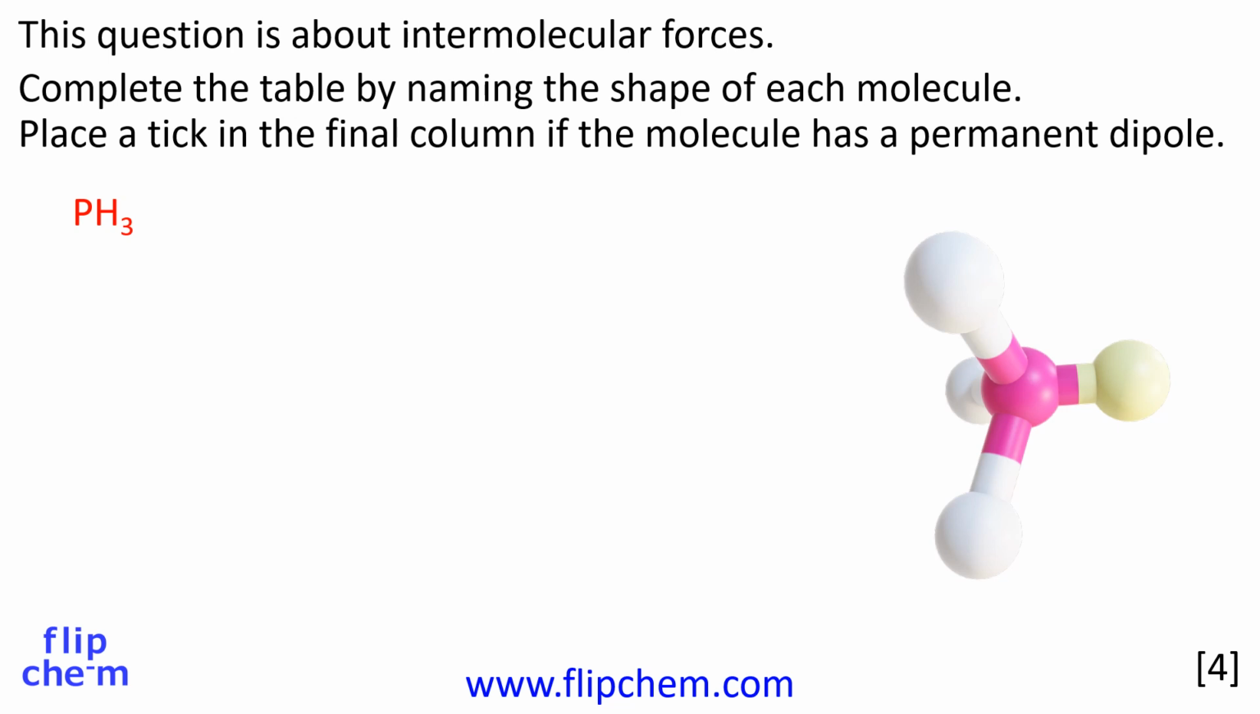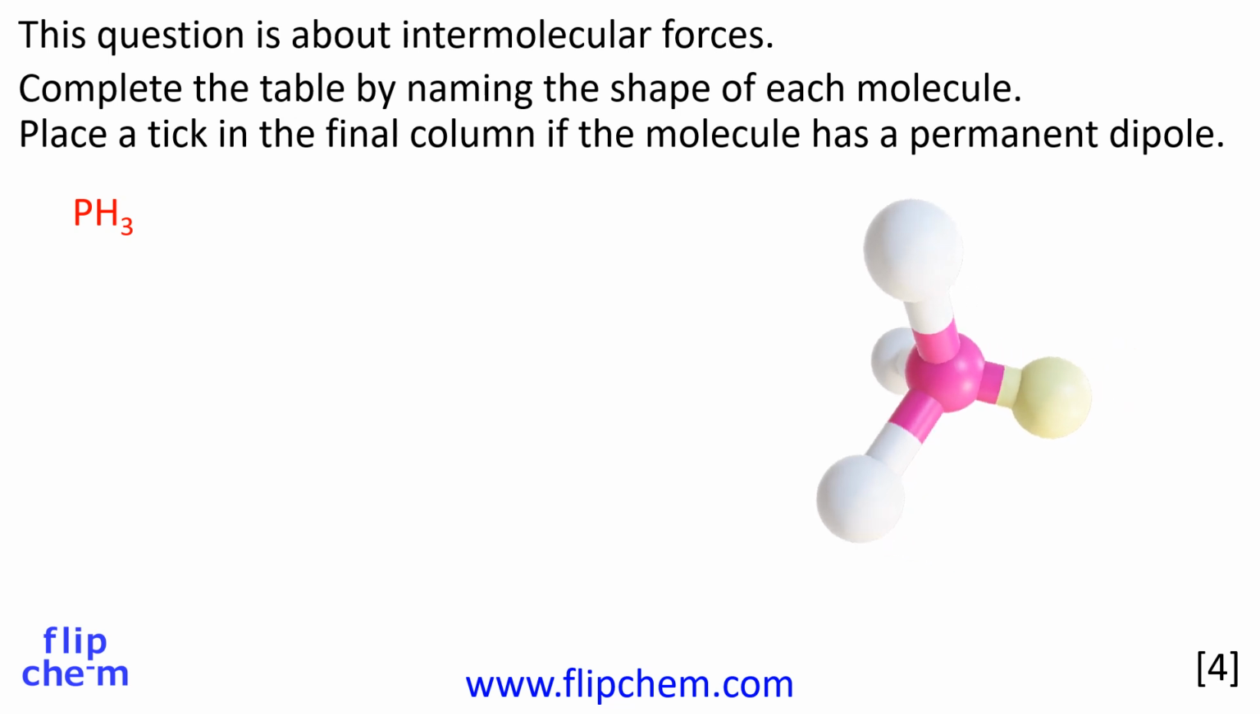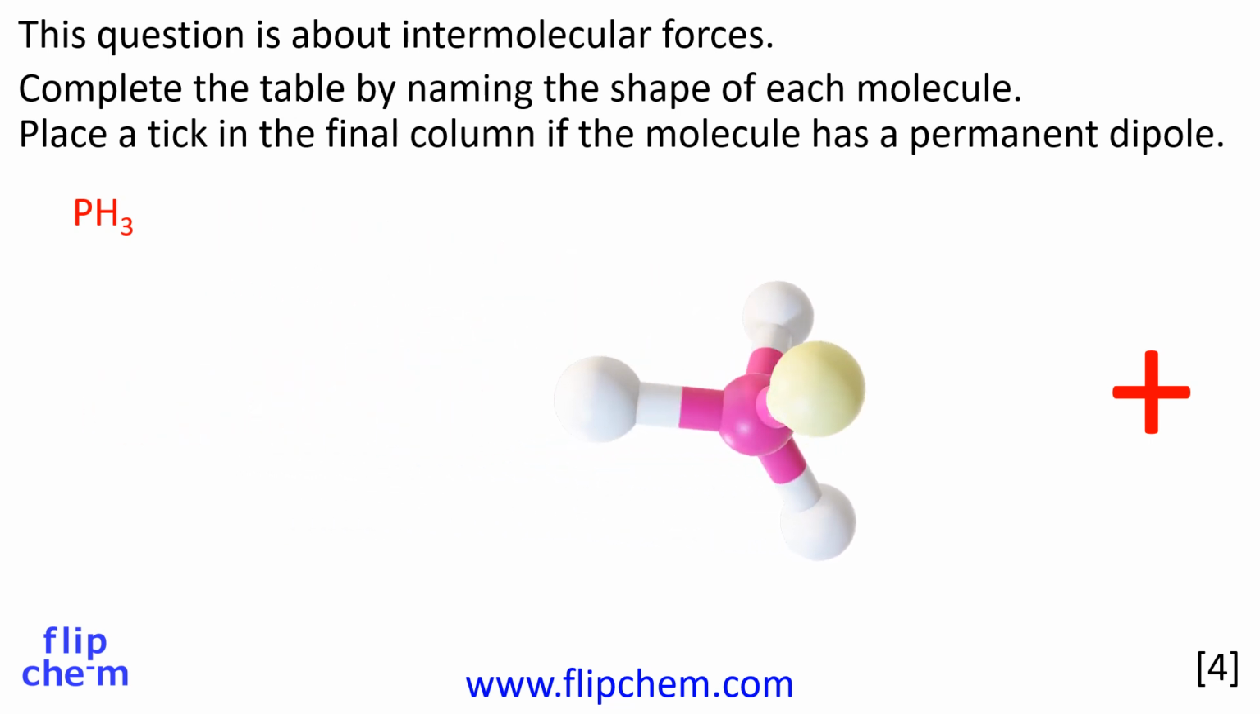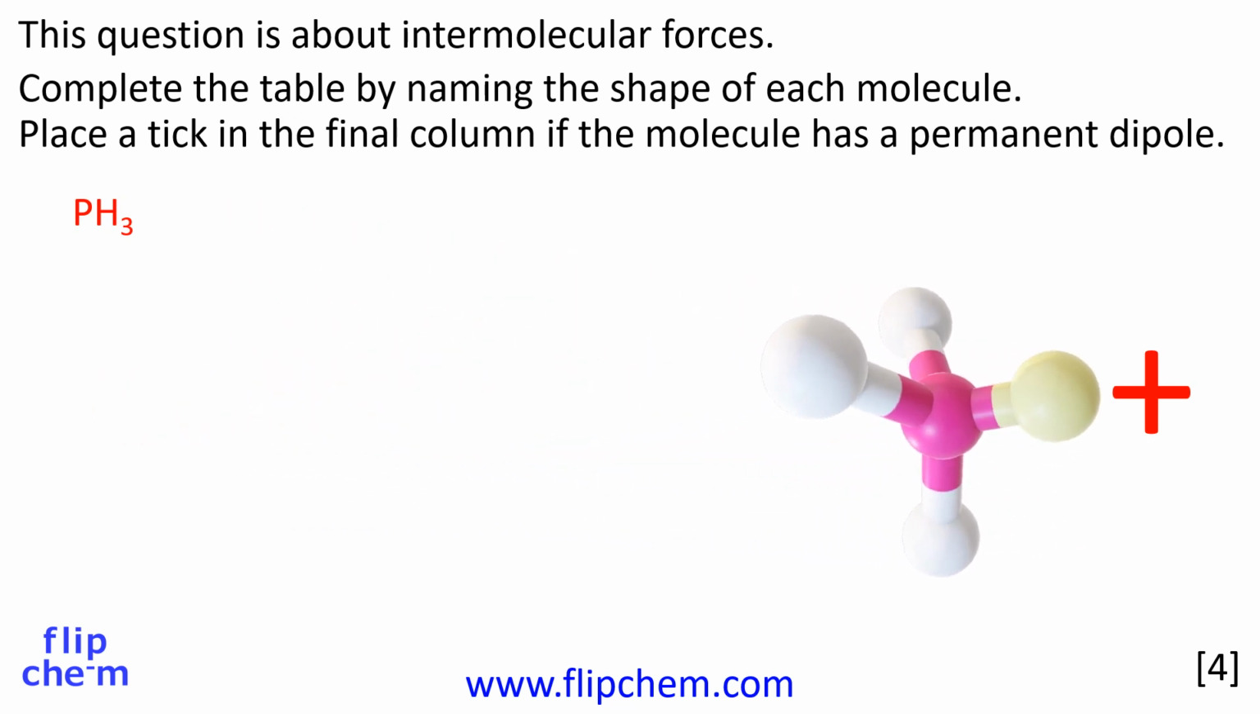The PH bonds are polar. The molecule is not symmetrical in 3 dimensions. If we put a positive charge on the right-hand side of the screen, then the lone pair of electrons, shown in yellow, on the slightly negative phosphorus will be attracted to it. This molecule is polar. It has a permanent dipole.